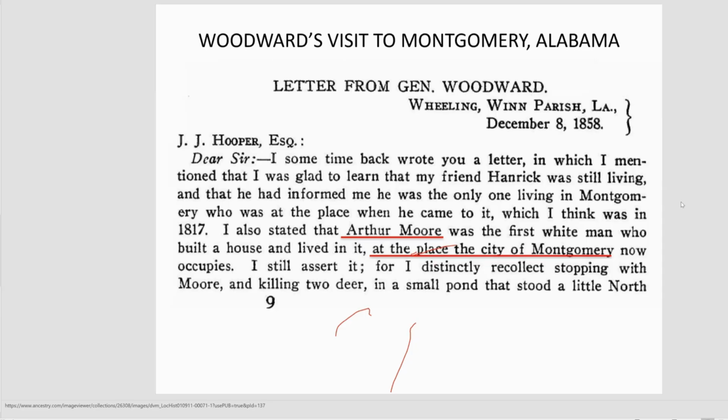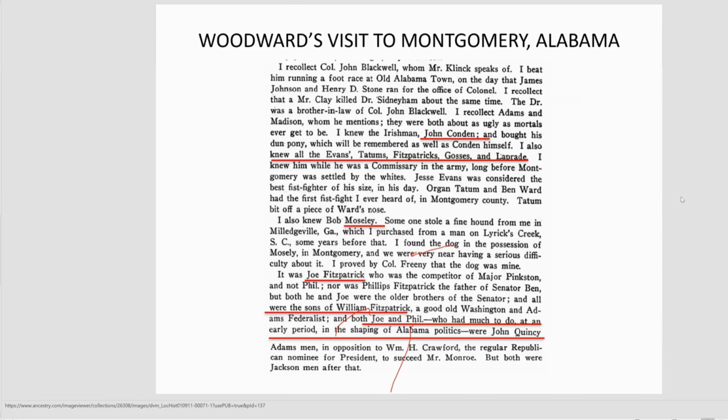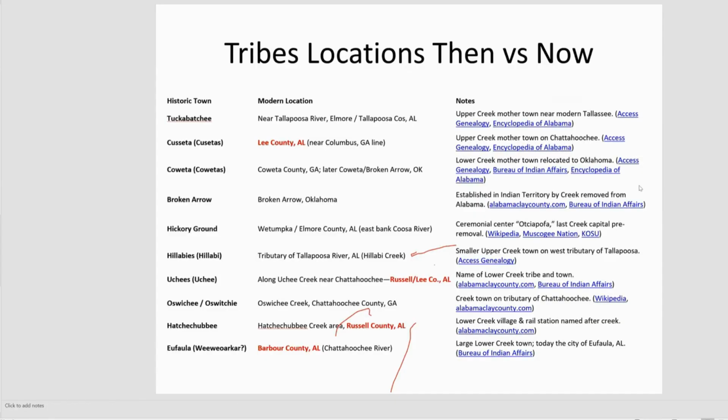All of these are calling out some names, more as last names, living in Montgomery. This is calling out some other names in the area: Condon. This Woodward knew Evans, Tatums, Fitzpatricks, Gosses, LePrade. He also knew Bob Mosley. He knew Fitzpatricks, and my family line is Fitzpatrick. So this was kind of cool to hear. He's giving a background of what life was like and what was going on at the time.